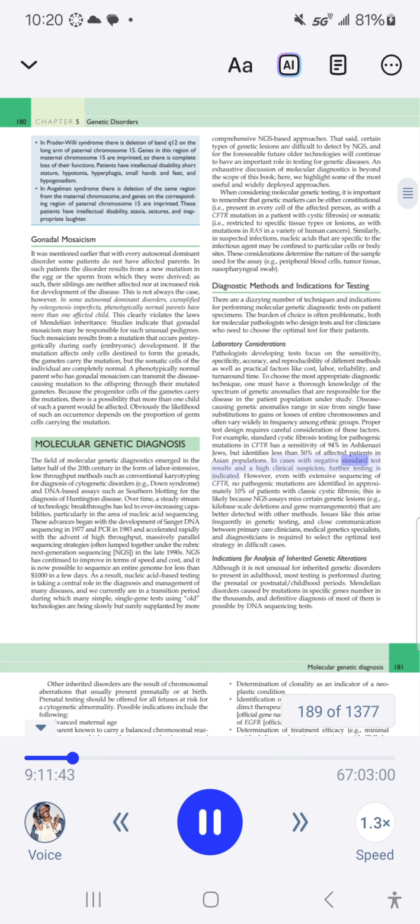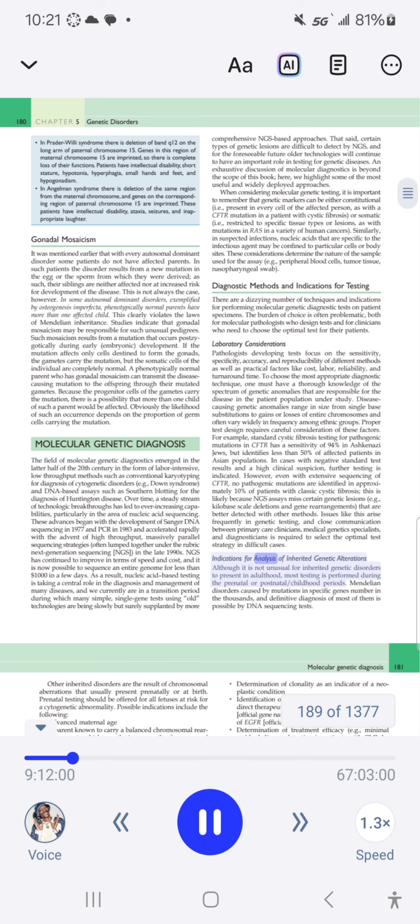In cases with negative standard test results and a high clinical suspicion, further testing is indicated. However, even with extensive sequencing of CFTR, no pathogenic mutations are identified in approximately 10% of patients with classic cystic fibrosis. This is likely because NGS assays miss certain genetic lesions, e.g., kilobase scale deletions and gene rearrangements, that are better detected with other methods. Issues like this arise frequently in genetic testing, and close communication between primary care clinicians, medical genetics specialists, and diagnosticians is required to select the optimal test strategy in difficult cases.